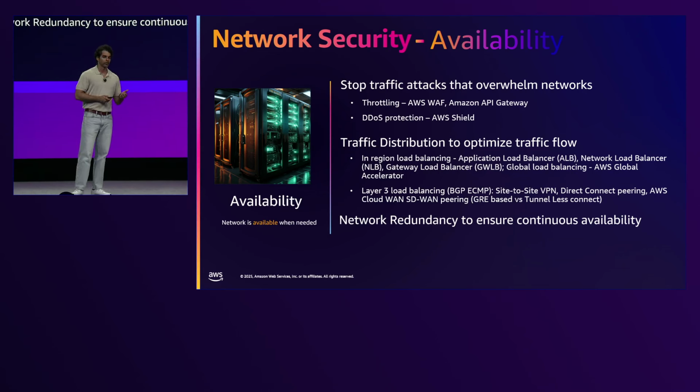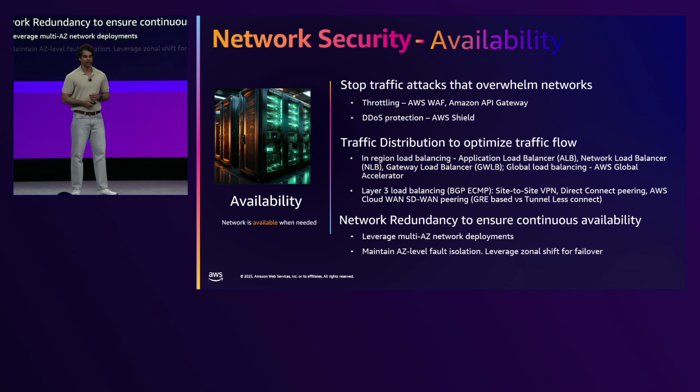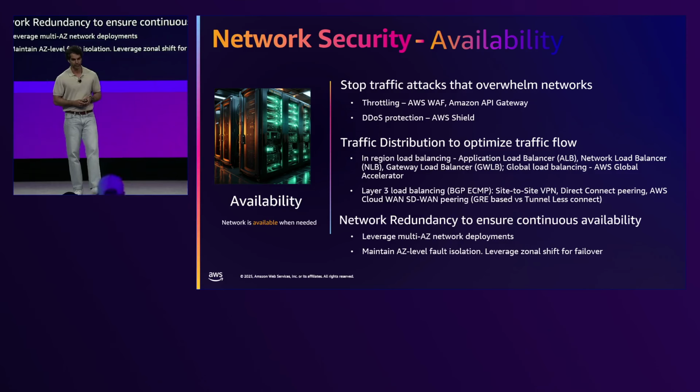And finally, we also want to make sure that we have network redundancy. So if your network fails, then you have something to fail over to. That's where you want to use multiple AZs, availability zones. And not just that, you want to maintain AZ-level fault isolation so that a failure in one AZ does not impact all the other AZs, well, basically your application. And you can leverage zonal shift on load balancing to shift traffic from one AZ to another AZ within your applications.